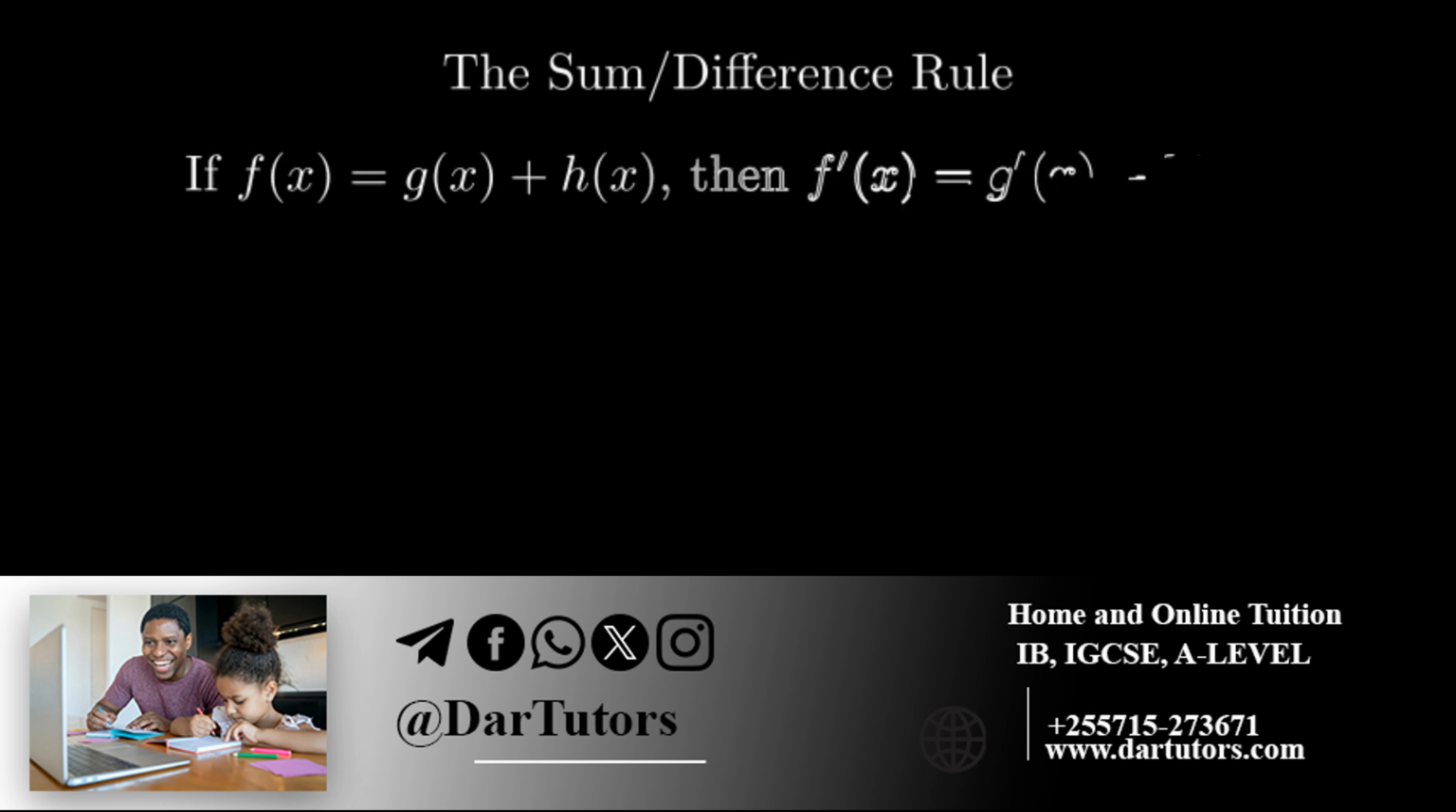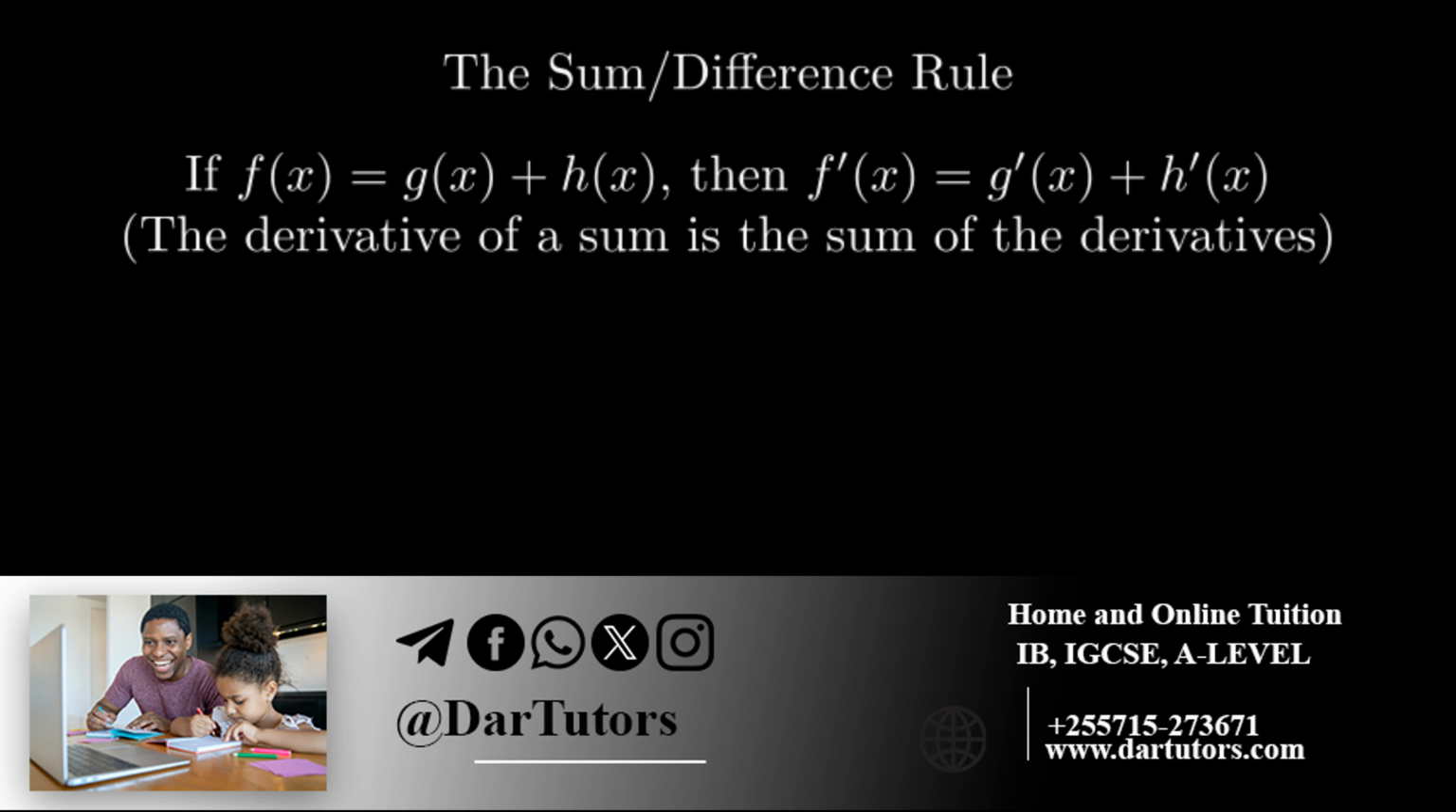Great. We now have the power rule and the constant multiple rule. But what about functions with multiple terms, like polynomials? For this, we use the sum and difference rule, which is very intuitive. It simply says that if your function is a sum or difference of several smaller functions, you can find the derivative by differentiating each term separately and then adding or subtracting the results. In other words, the derivative of a sum is the sum of the derivatives. This means we can now differentiate any polynomial term by term.